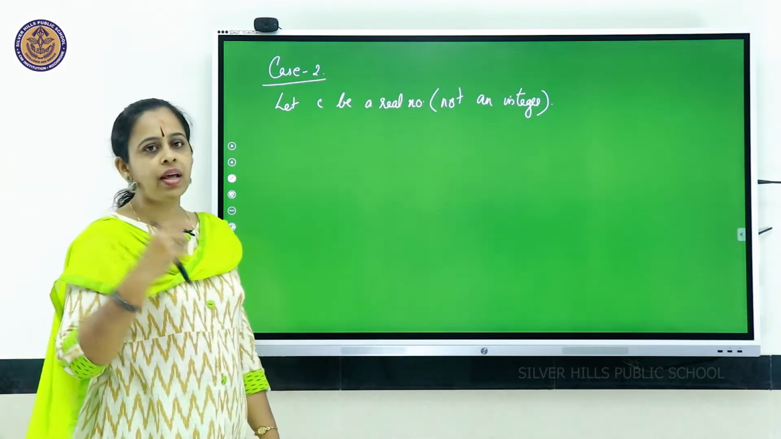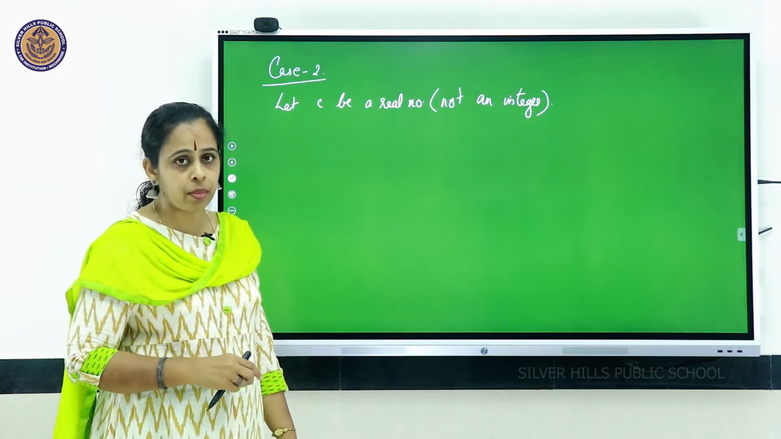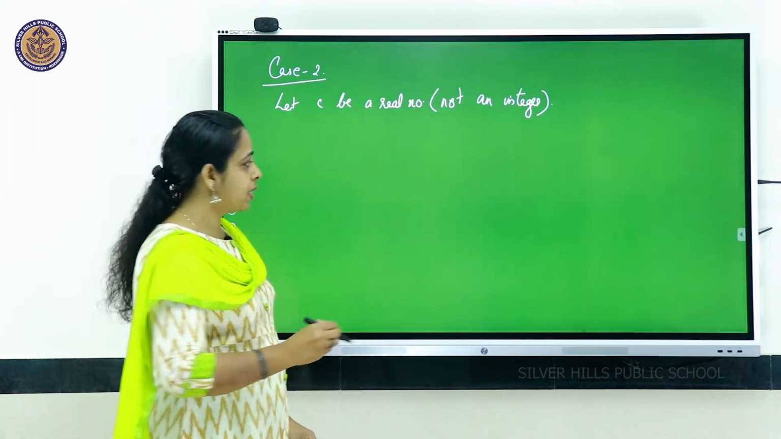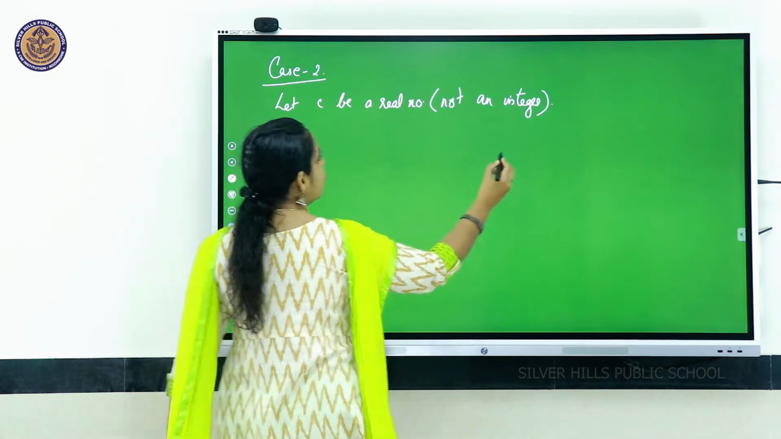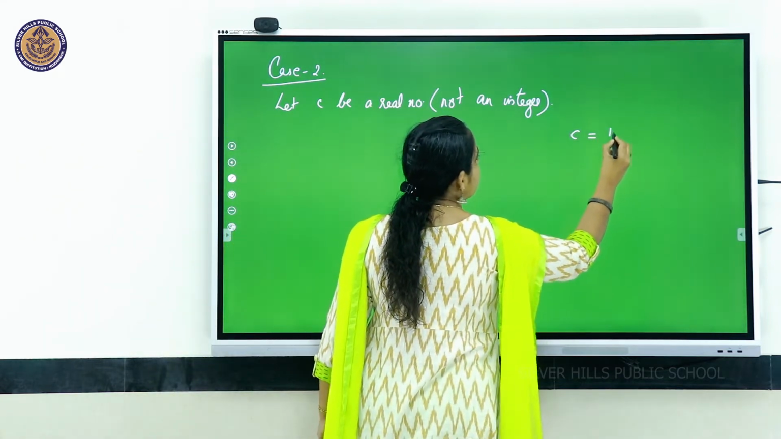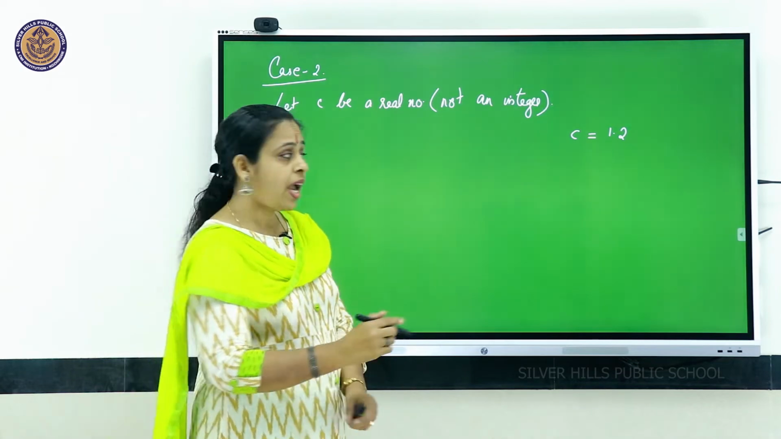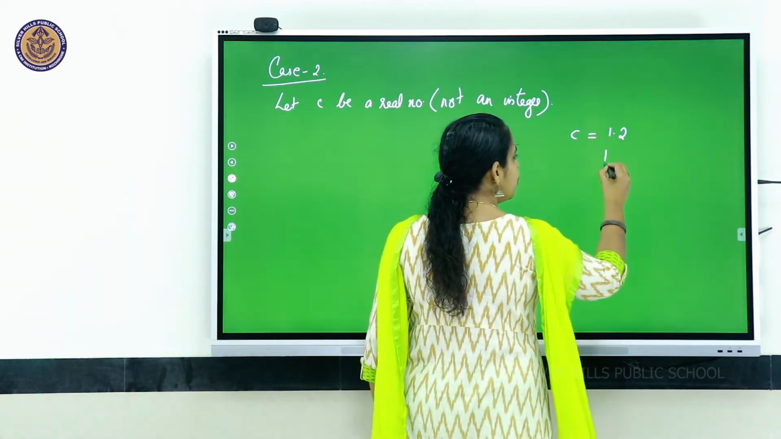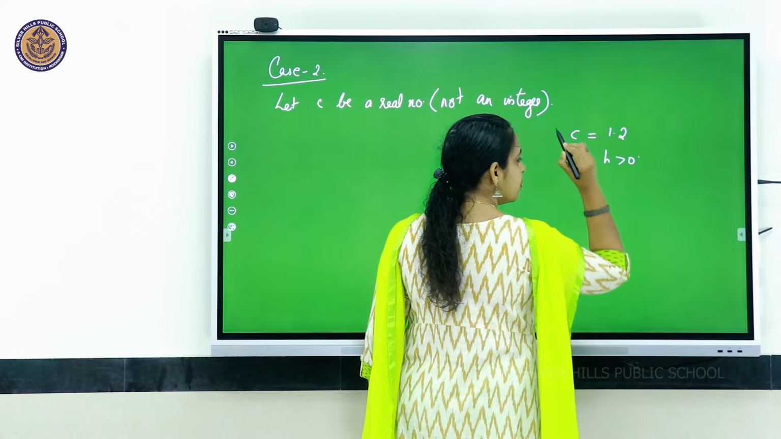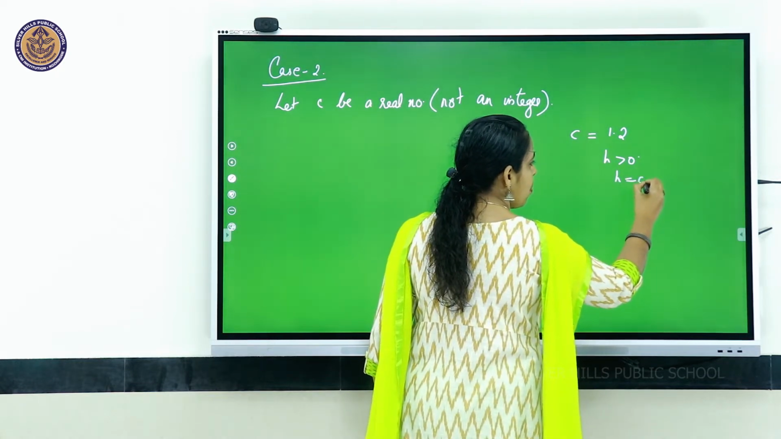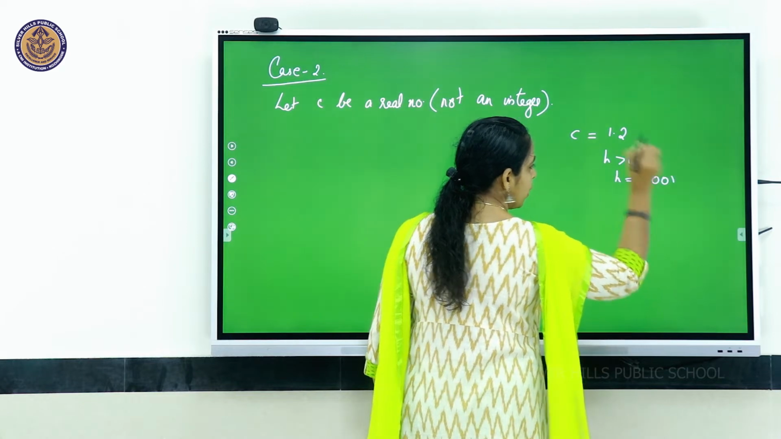We are taking any value other than an integer. It can be a real number, right? For example, I am taking c as the value 1.2. Example, h as a positive value, same, let h be equal to 0.001.